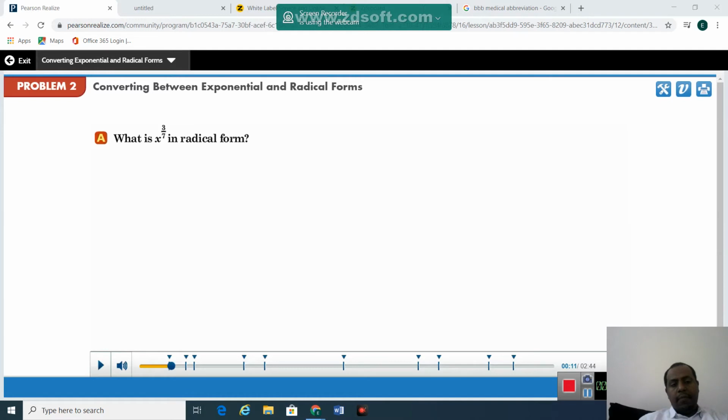Okay, the next problem you are going to practice converting exponential radical exponent to radical form. In this problem, you are asked to change x to the power of 3 over 7 to radical form. Okay, so what is x to the power of 3 over 7 in radical form? In order to convert this rational expression to radical form, I will apply the key concept that I discussed.